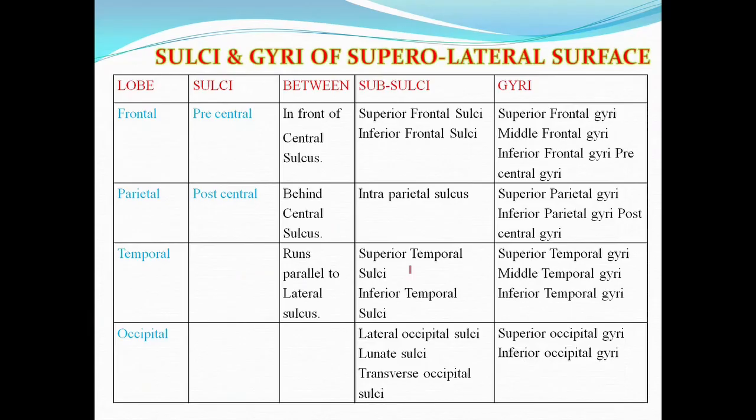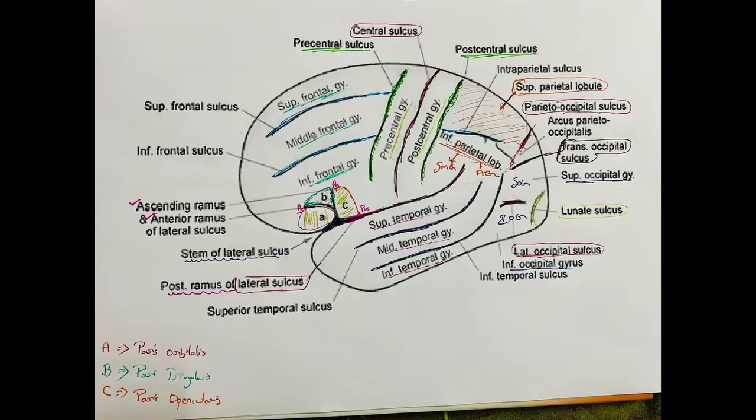I made a very simple tabulation for ease of identification. In the frontal lobe, parallel to the central sulcus, I have the precentral sulcus. And we have subsulci called the superior frontal and inferior frontal sulci, which differentiate the superior, middle, and inferior frontal gyrus. Try to learn this diagram very carefully.